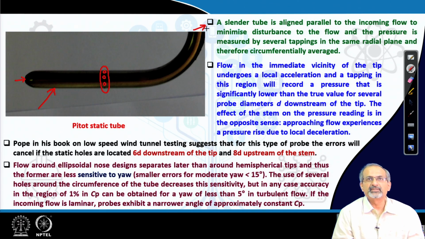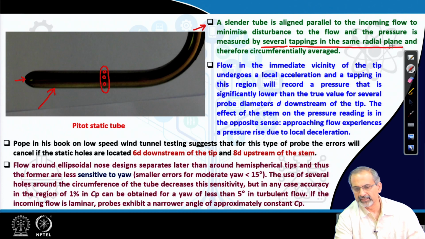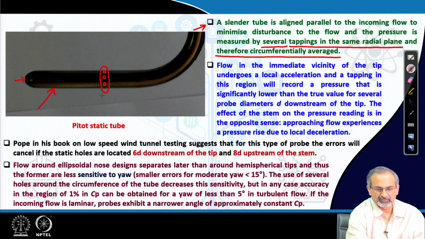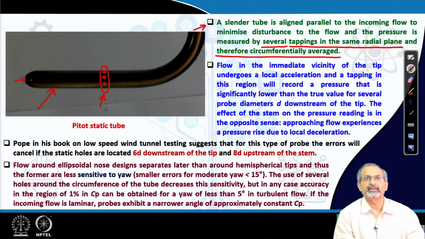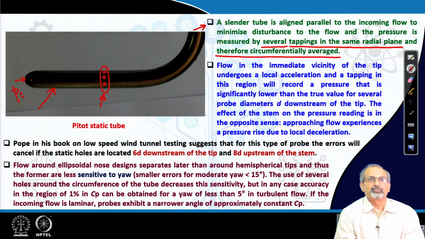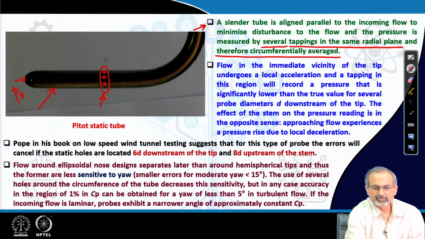The pitot-static tube is essentially a slender tube aligned parallel to the incoming flow to minimize disturbance to the flow, and the pressure is measured by several tappings in the same radial plane, and therefore, the pressure reading that comes from those tappings is circumferentially averaged. As you are aware, the port at the tip would sense the stagnation pressure, and the ports some distance downstream from the tip would measure the static pressure.